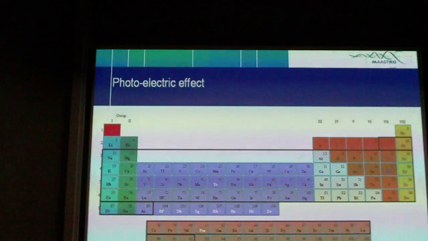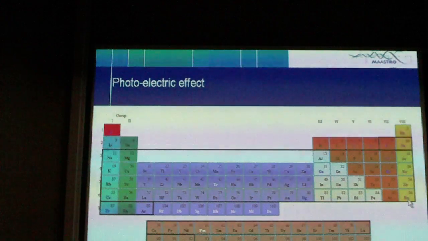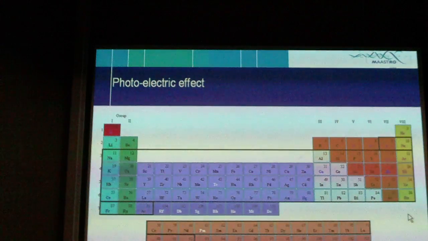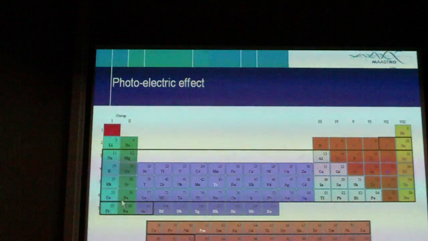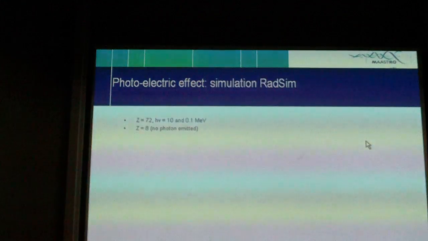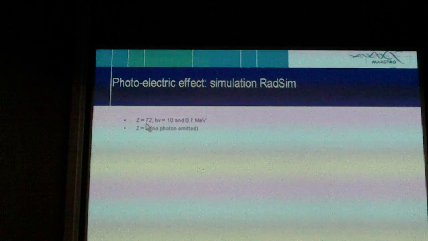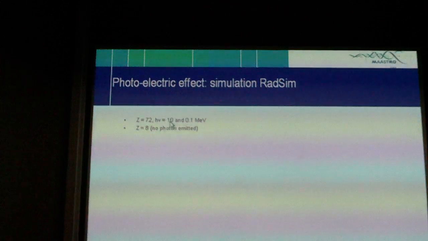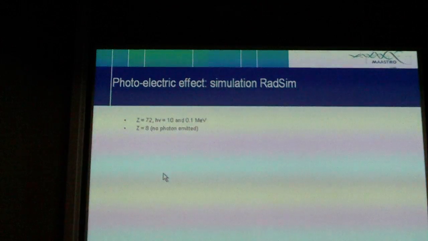So this is the table of Mendeleev. In essence, most of the atoms can have a photoelectric effect. Only above 92, in the 100 area, or below 9, it's not possible. So what we will do as simulation is we use an atom with an atomic number of 72. We'll have a look at 2 energy levels, and then also at what happens if you go below 9, an atomic number of 9.